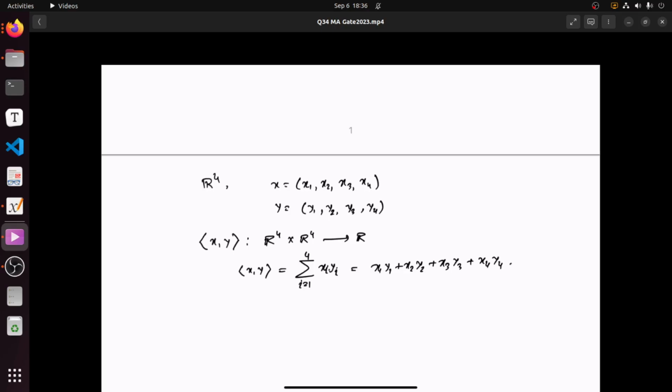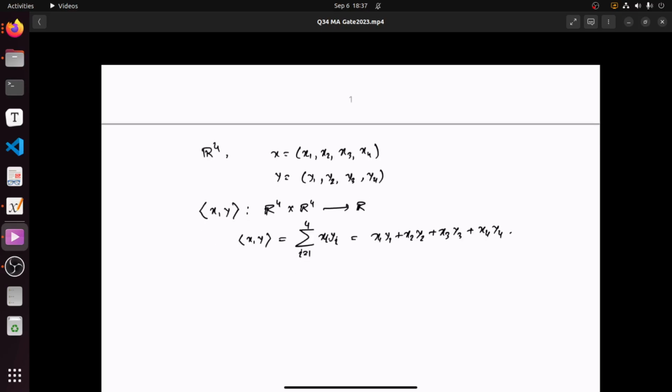There are some properties: this is symmetric in both variables, and this is linear in both variables. And this is positive definite, which means if the vector V is non-zero, then the inner product of V with itself is positive. So you can check that all these properties are satisfied for this inner product. So this is standard. This is the inner product on R4.